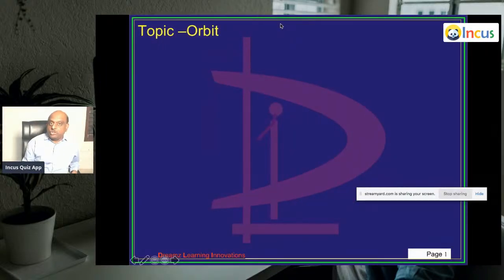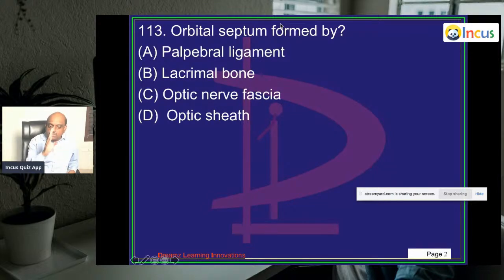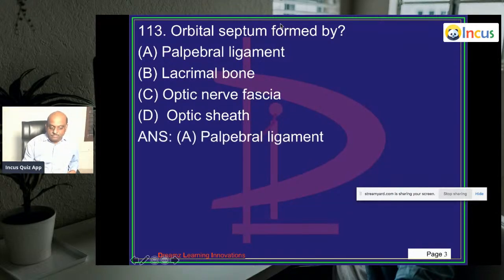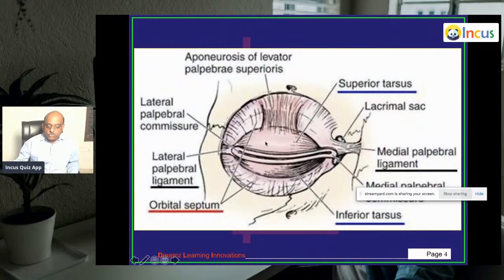A lot of times questions come on the orbit. The orbital septum, how is it formed? It is the palpebral ligament which forms the orbital septum. So if you look at the structure, there is a lateral palpebral ligament, medial palpebral ligament, there is a lacrimal sac, there is a superior tarsus, there is an inferior tarsus. And this is the aponeurosis of the levator palpebrae superioris.